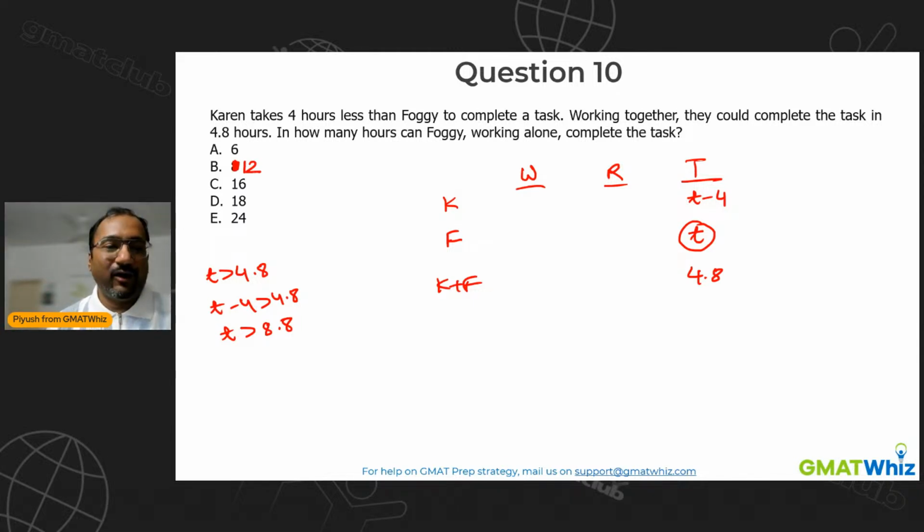So it's 12. Now, I know that T has to be greater than 8.8. Question is asking me for T. Definitely A is not the answer. Now, I have 2 choices in front of me. I can eliminate one choice.